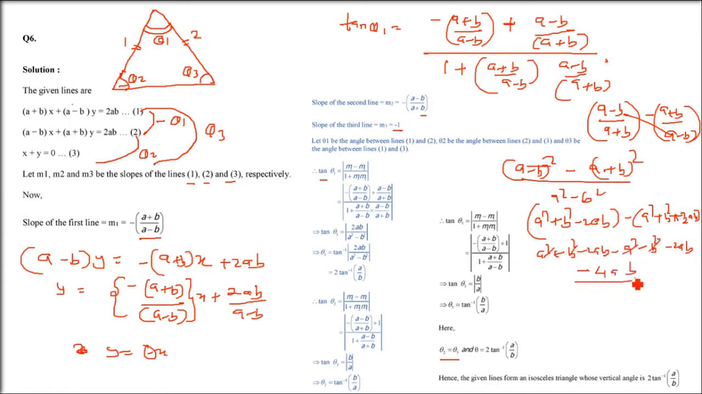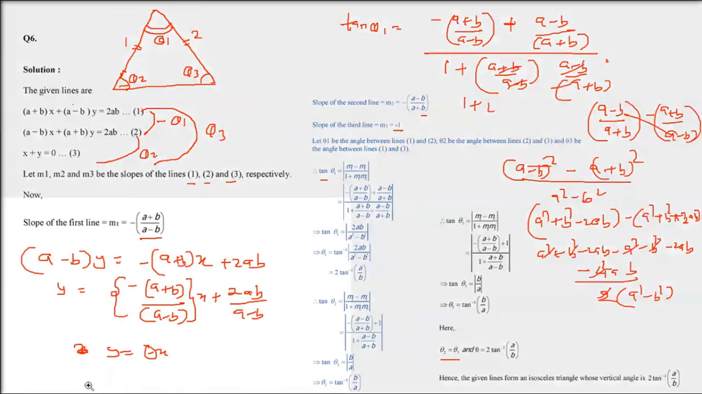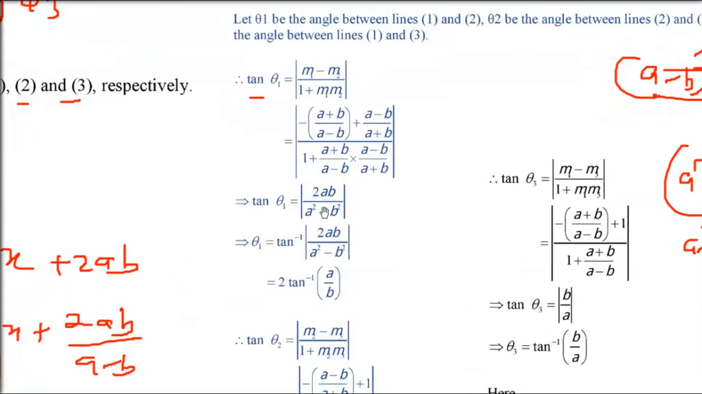In the denominator you have this 2, and you already have a square minus b square in the denominator. So this 2 gets cancelled, minus 2ab by a square minus b square. And since we always use the mod, we are interested in the acute angle, we will take the positive one. Tan inverse 2ab by a square minus b square. Now this is equal to 2 tan inverse a by b.